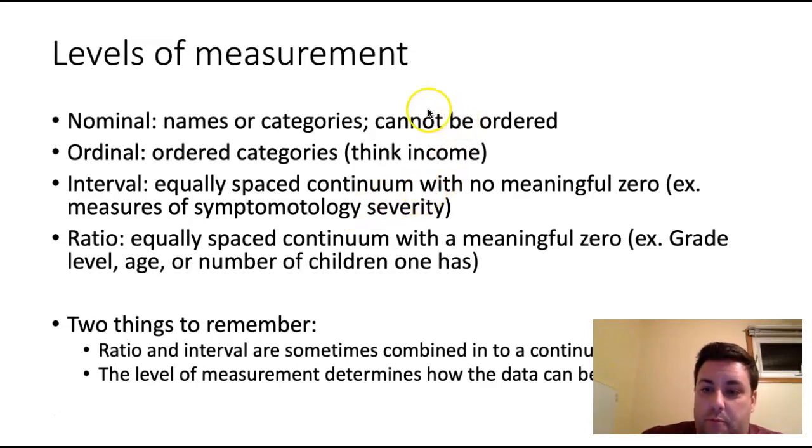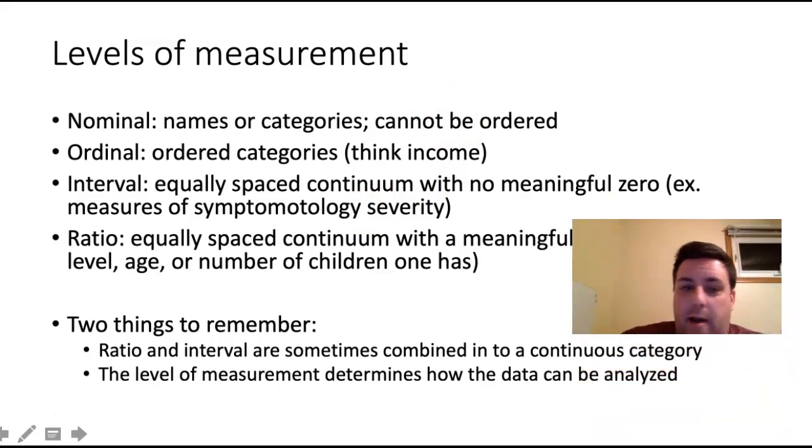Two things to remember. Like I said before, interval and ratio are sometimes combined into a single category called a continuous variable. And the second thing to remember, the level of measurement determines how the data can be analyzed. It determines exactly what you can do with it.